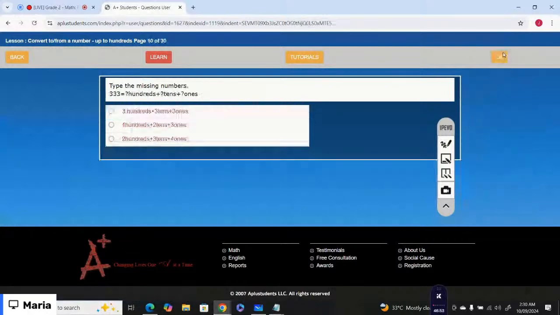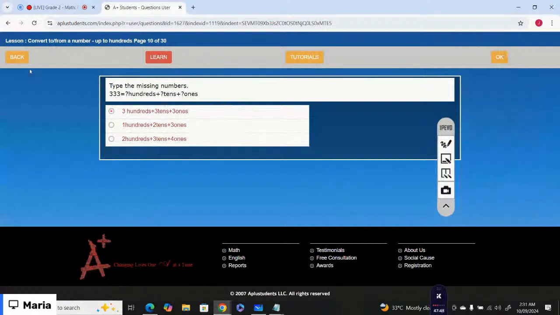Type the missing number 333. So, which is the correct option? That is 3 hundreds, 3 tens, and 3 ones. Option number 1 is the correct option.